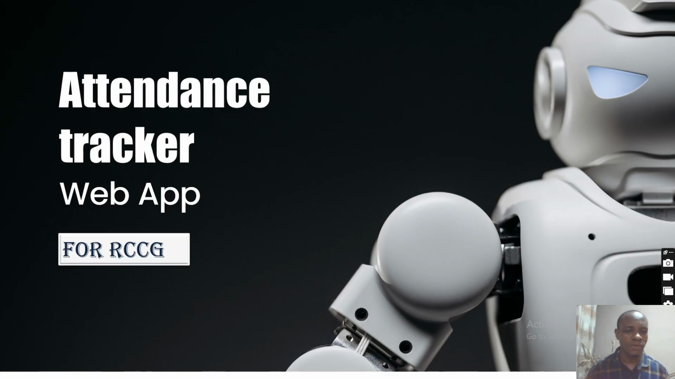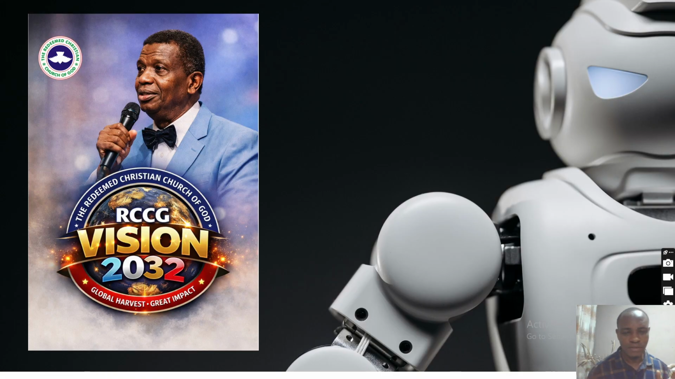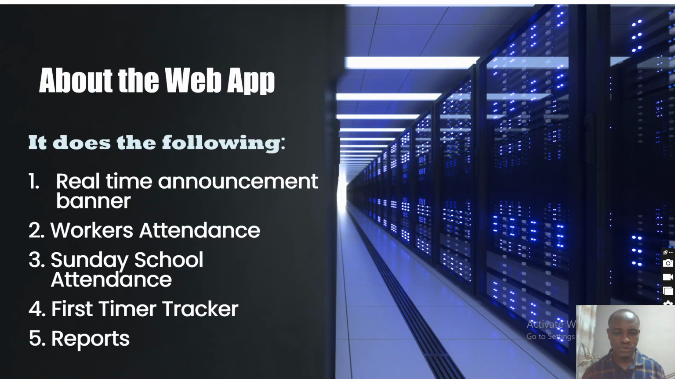So I'll be showing us through the application and also how it can help in Vision 2032. The passion for this is for the Vision 2032 for the church growth. So what does this app do? In the app, we have a real-time announcement banner where you can toggle between announcements on a daily basis, and we also have workers attendance.